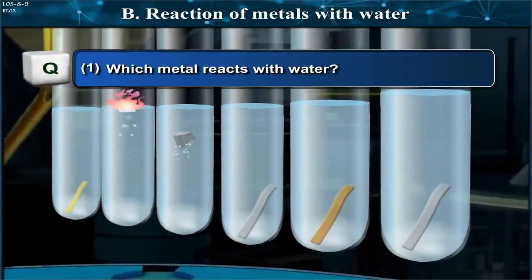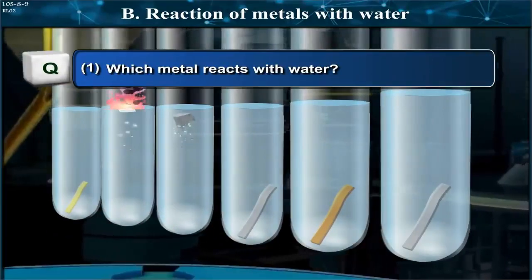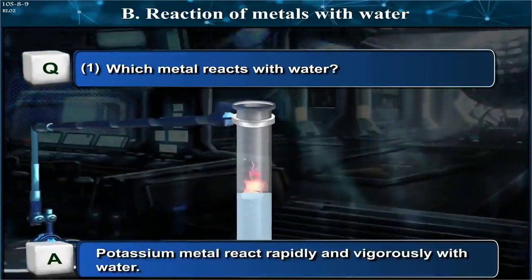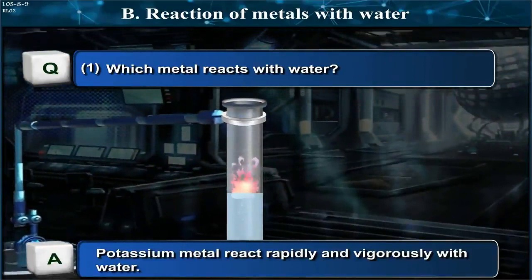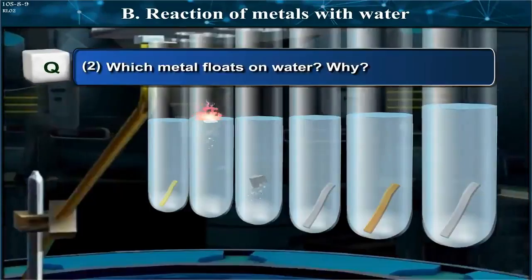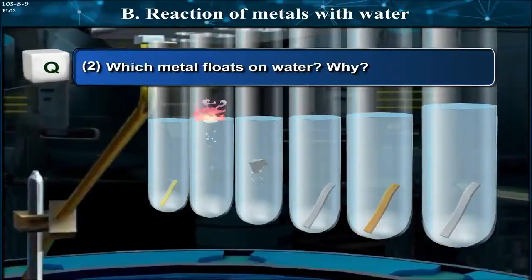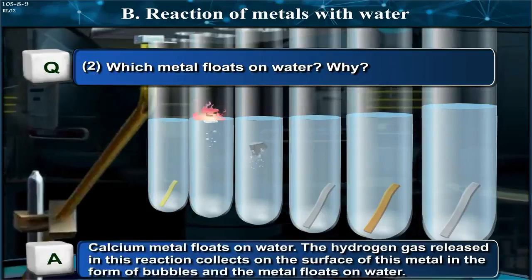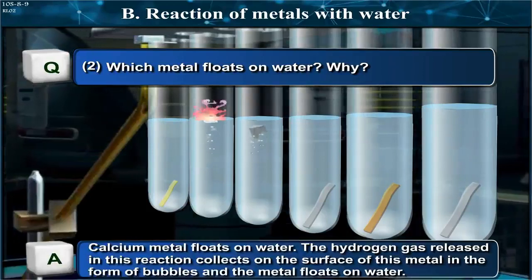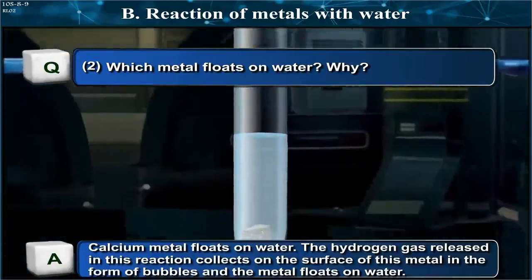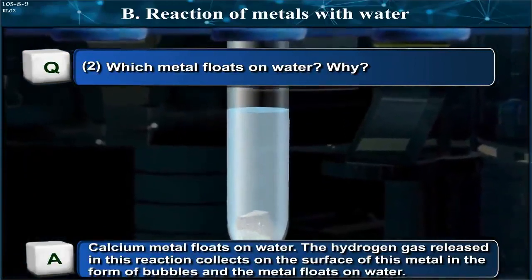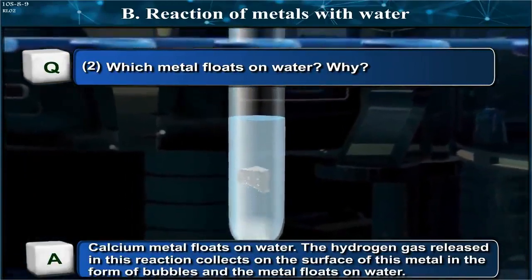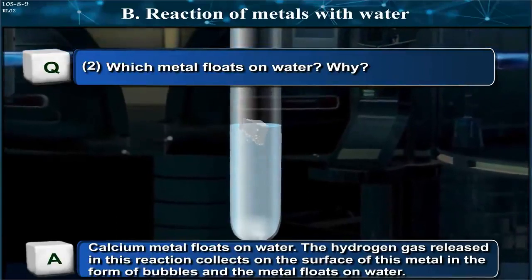Which metal reacts with water? Potassium metal reacts rapidly and vigorously with water. Which metal floats on water? Why? Calcium metal floats on water. The hydrogen gas released in this reaction collects on the surface of this metal in the form of bubbles, and the metal floats on water.